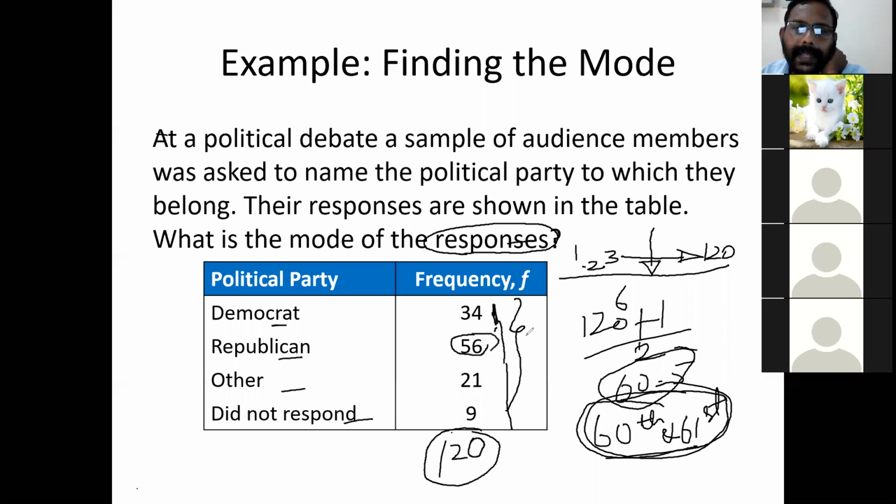Why? Because we start from the first person, second person, third person, and so on. So the first 34 persons come from Democratic, then from 35th to, what is the value? Yeah, 90, it comes under the Republican. So the middle, the median value, sorry, mode value, right? So I'm talking about median. I didn't come to the mode yet. I'm talking about median. So the median value is in between the 60th and 61st value, so this median is actually falling into Republican. That is fine.